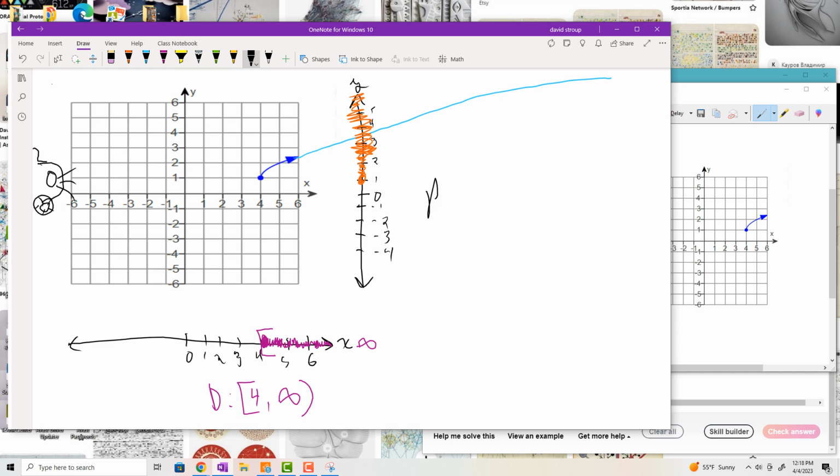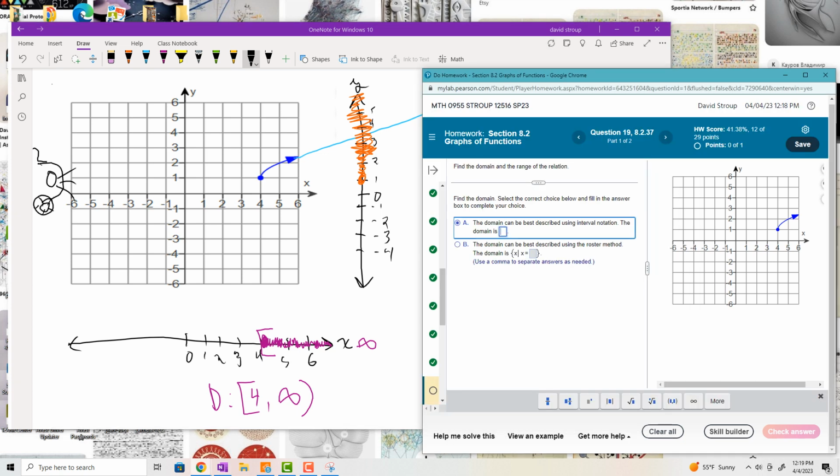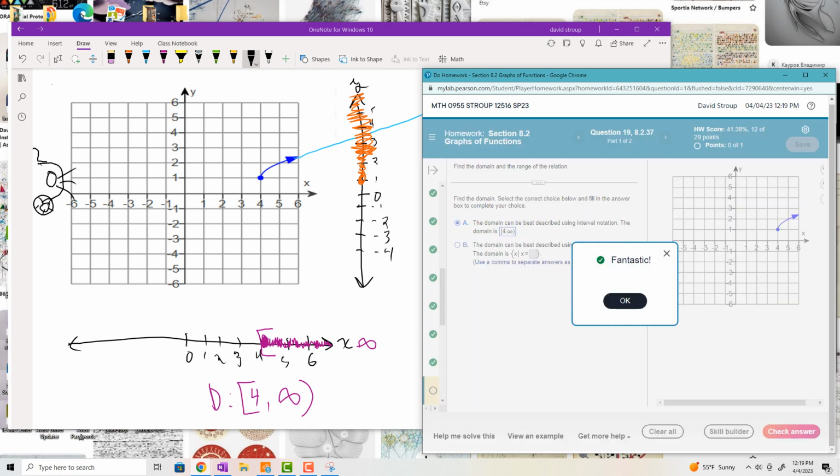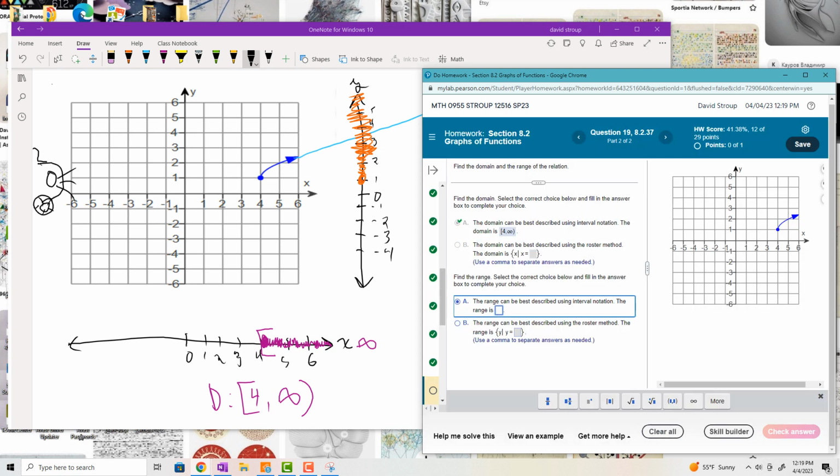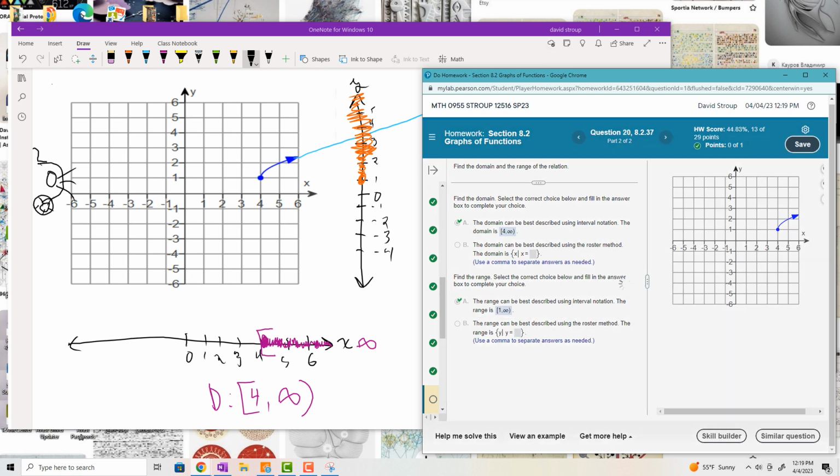Okay? So the range in this case is going to start at 1 and include 1 because there's a closed dot there. It's not an open dot. And then it's just going to keep going up and up forever. So it goes to infinity. Okay, so the domain, square bracket, 4 to, and then I go backslash INF, and then open parentheses. And then the range, close bracket 1 to backslash INF, parentheses.